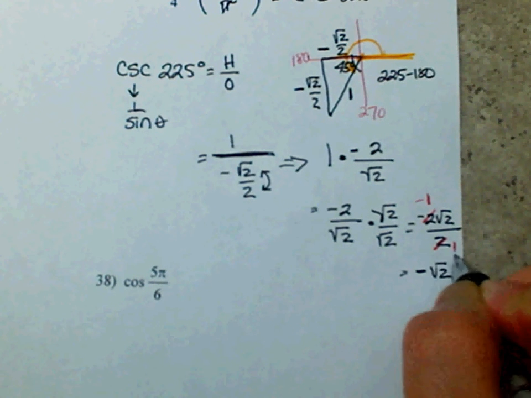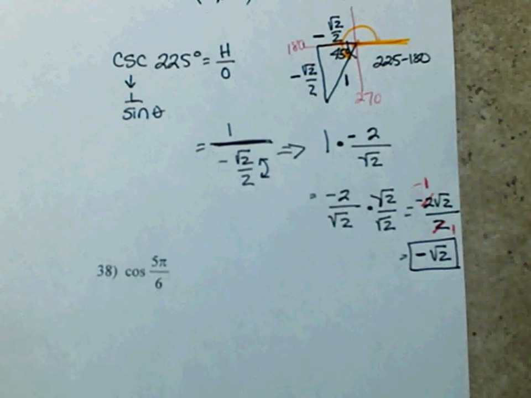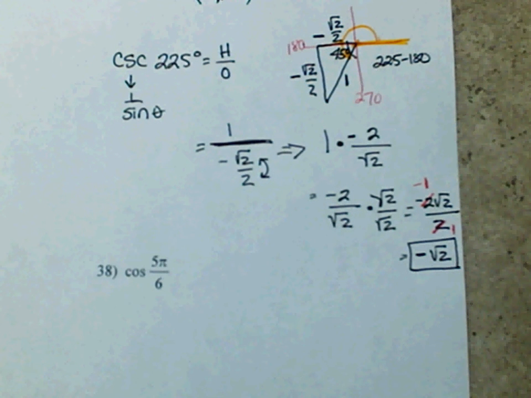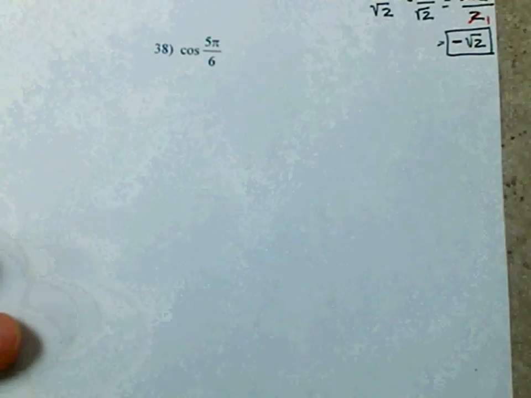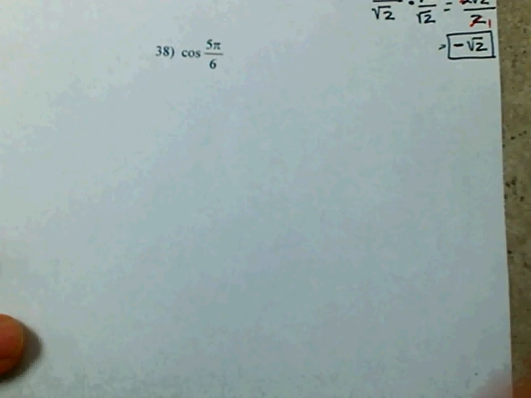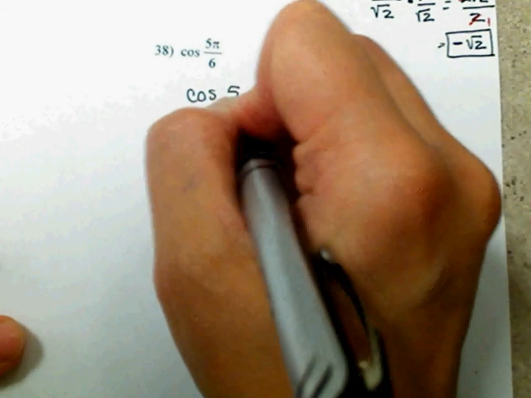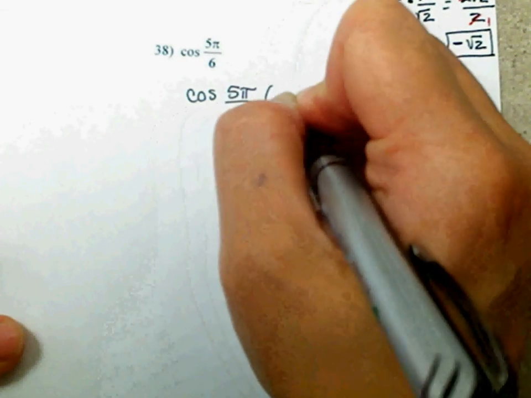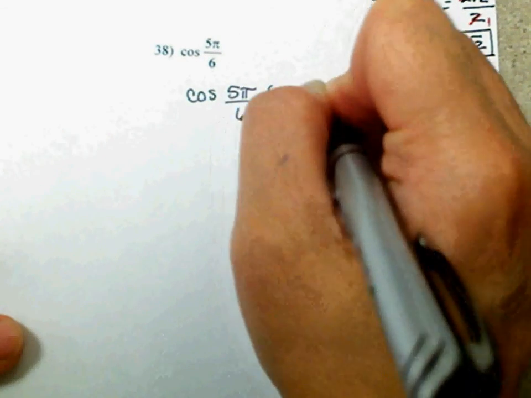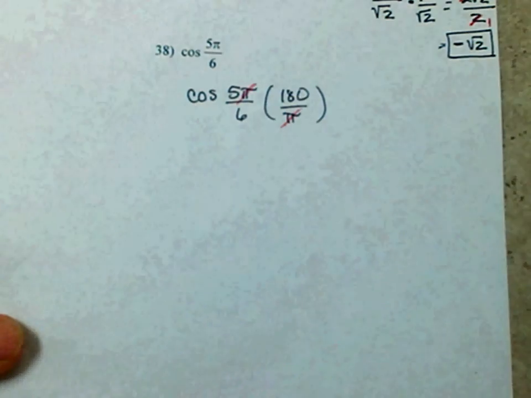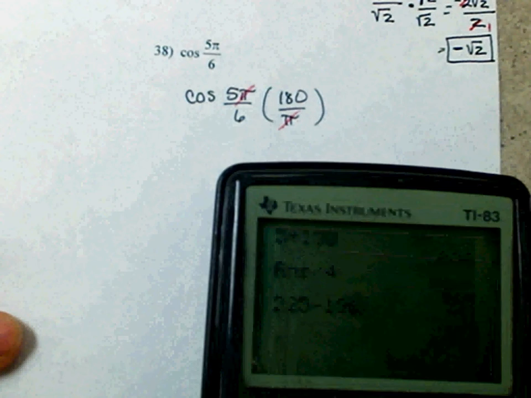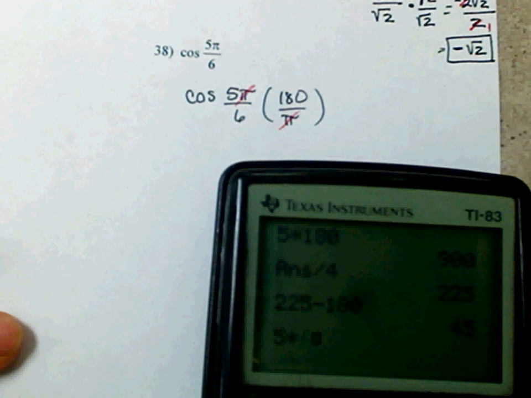Last one, number 38. It's in radians. Convert to degrees. 180 over pi. Pi cancels out. So 5 times 180, equal, divided by 6, gives you 150. So cosine of 150 degrees.